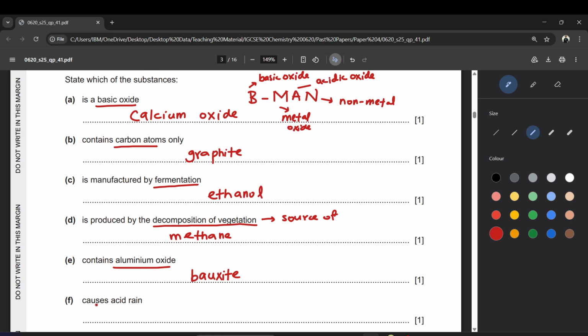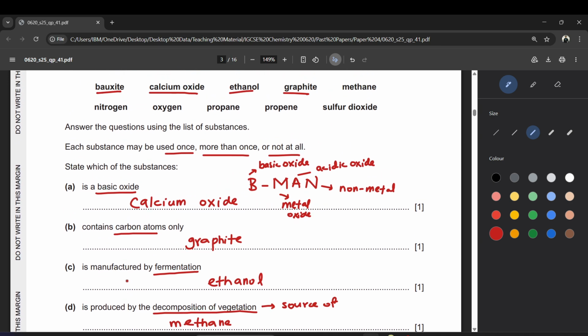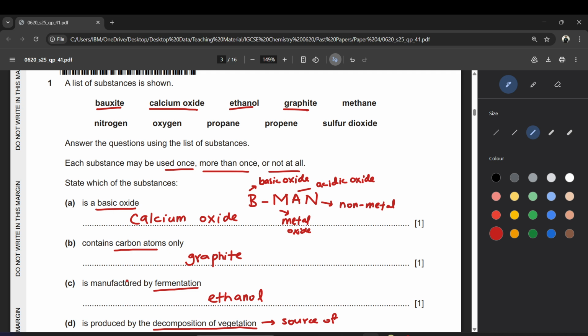Part F, causes acid rain. Okay. Now there are only two gases which are responsible for causing acid rain. One of them is oxides of nitrogen, okay, and the other is sulfur dioxide, and the one which is in your options is sulfur dioxide.